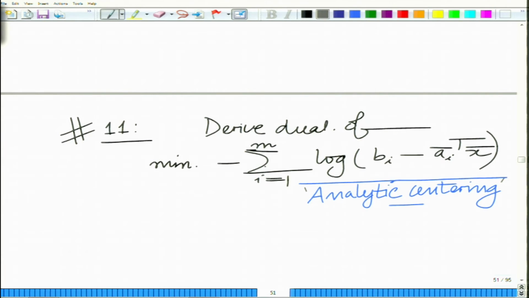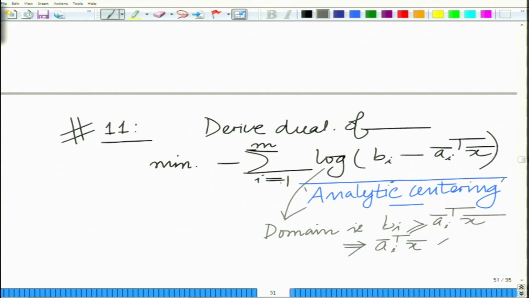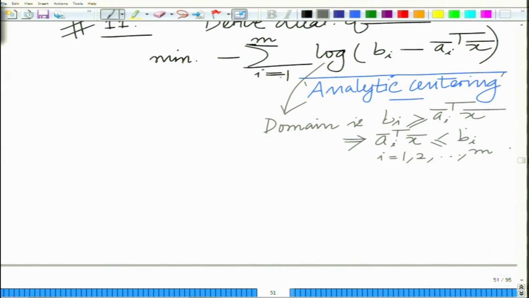Alright, so we want to minimize the summation i equal to 1 to m of negative log of b_i minus a_i bar transpose x bar. Of course, the domain of this requires b_i greater than or equal to a_i bar transpose x bar. So a_i bar transpose x bar has to be less than or equal to b_i for i equals 1 to m, that is the domain of x bar. This is an intersection of half spaces, so the domain is a polyhedron.